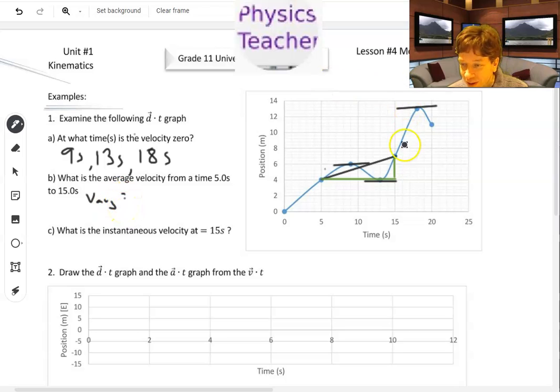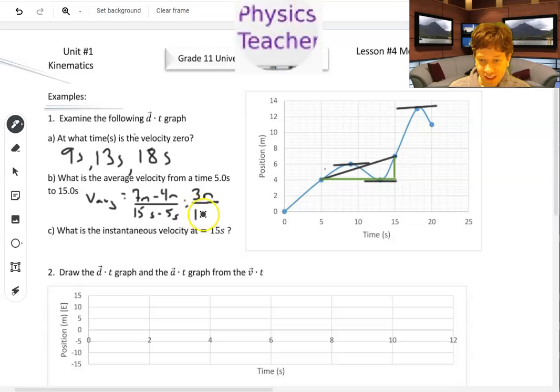So our average velocity is rise over run. Now rise, we go from what looks like about 7 meters, and here 4 meters. So 7 meters minus 4 meters, over our run, which is between 5 and 15 seconds. So 15 seconds minus 5 seconds. So on the numerator, we got 3 meters over, forgot the seconds here, over 10 seconds. Okay, so you get an average velocity of 0.3 meters per second.